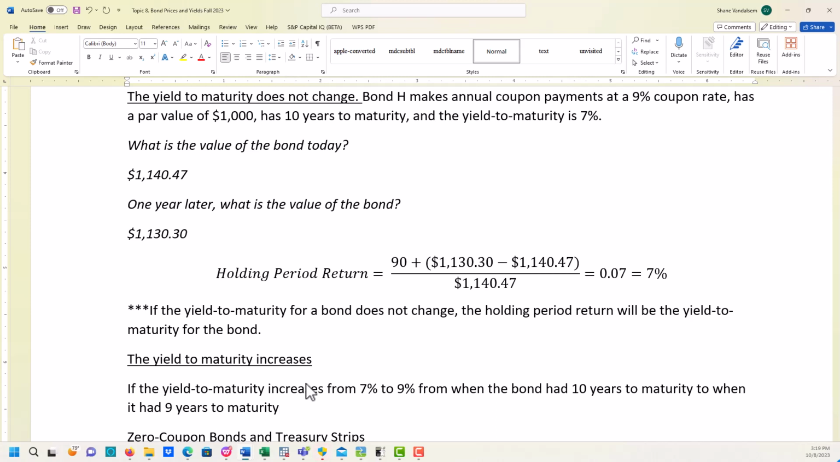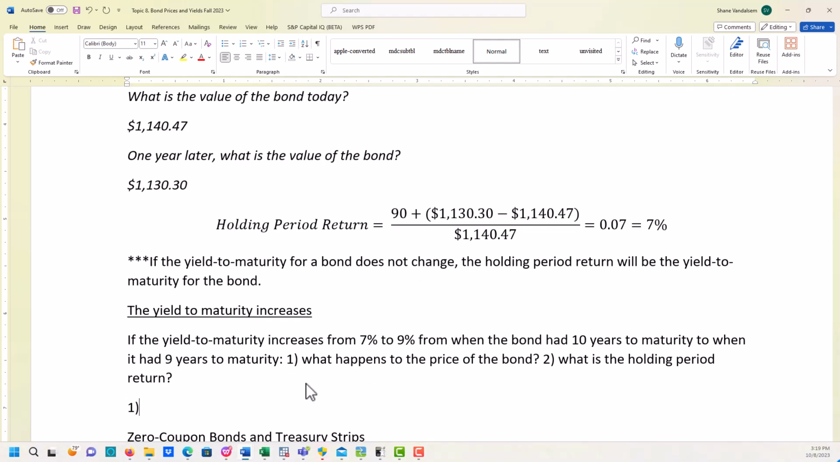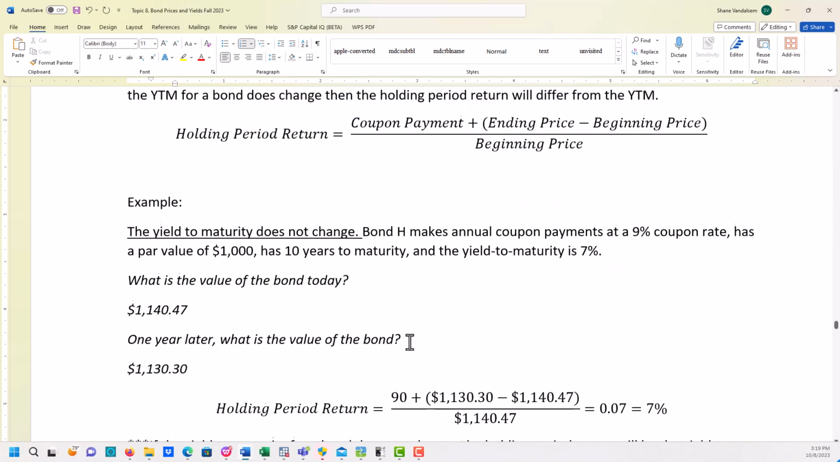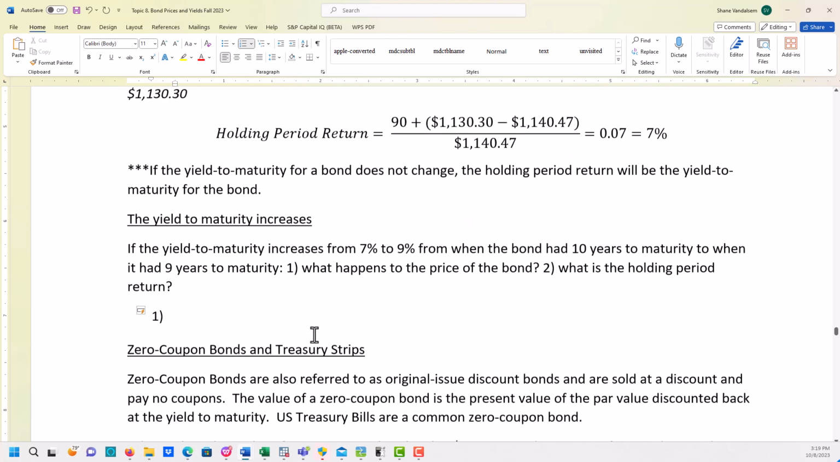We have two questions here. One, what happened to the price of the bond? And two, what is the holding period return? Okay, so let's tackle one first. One is actually pretty easy, because if the yield to maturity increases from 7% to 9%, then the coupon rate is equal to the yield to maturity, and that's pretty straightforward.